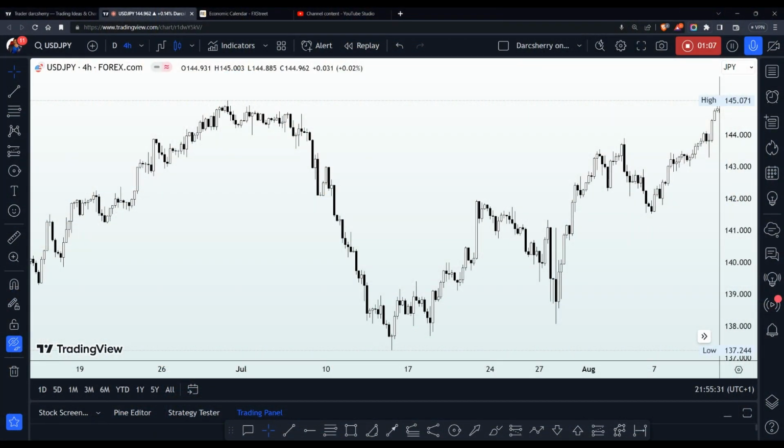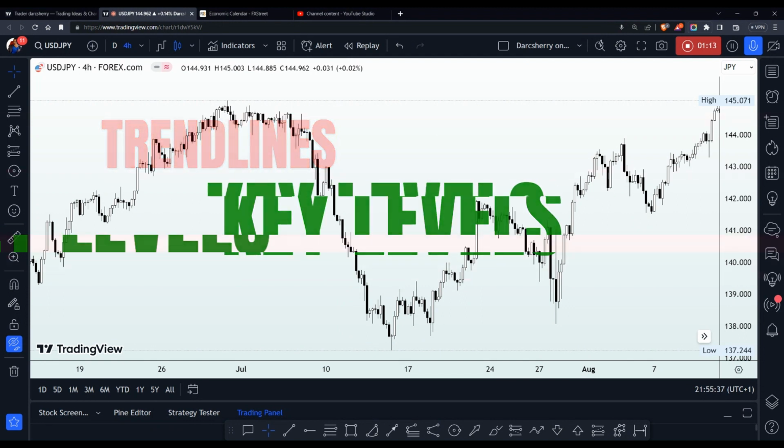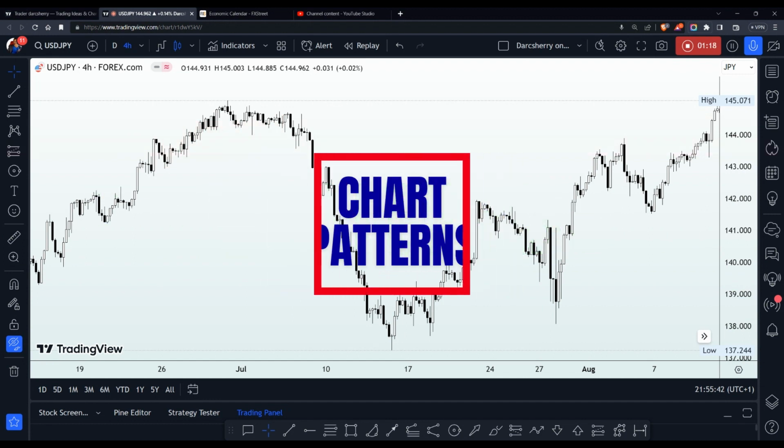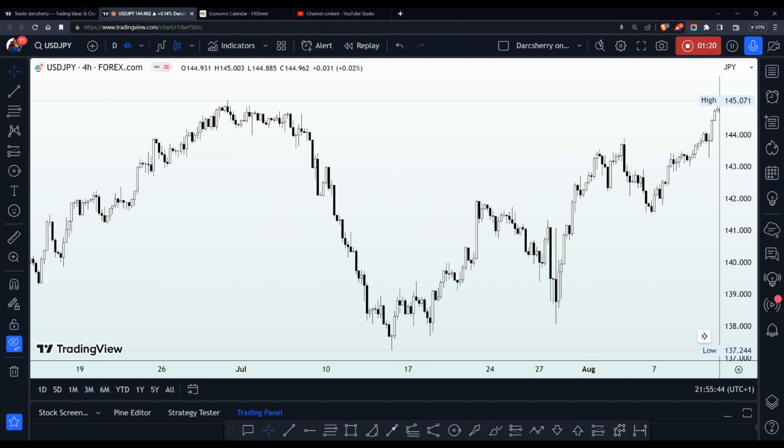As always, our analytical approach will focus on simple parameters such as the use of trend lines, key levels, and of course, chart patterns to uncover valuable insights into the historical movement of the USD JPY.